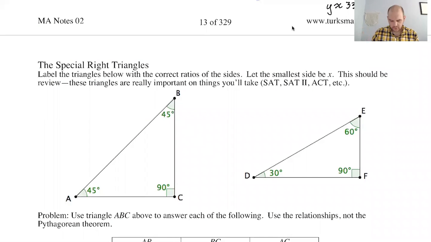All right, this is going to be page 14 of math analysis. We're still in notes 2, talking right triangle trig. And now we have come to the time where we're going to talk about the special right triangles. So special right triangles, hopefully you've encountered them somewhere, right?